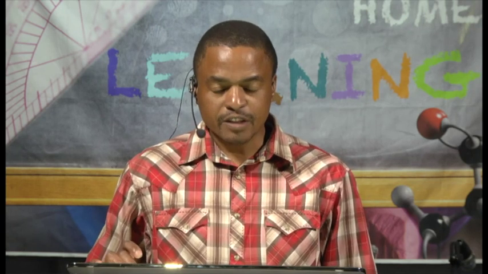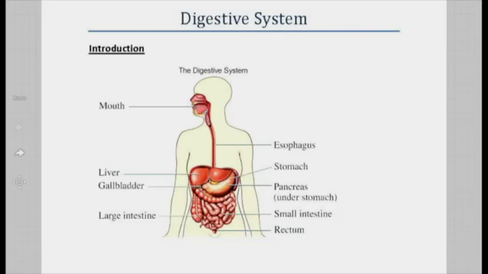Just a quick overview. Let's look at the anatomy of the digestive tract as seen here. The digestive system starts from the mouth, goes down the esophagus, stomach, small intestines, large intestines, and the exit point, the anal point, just after the rectum. That is the digestive system.